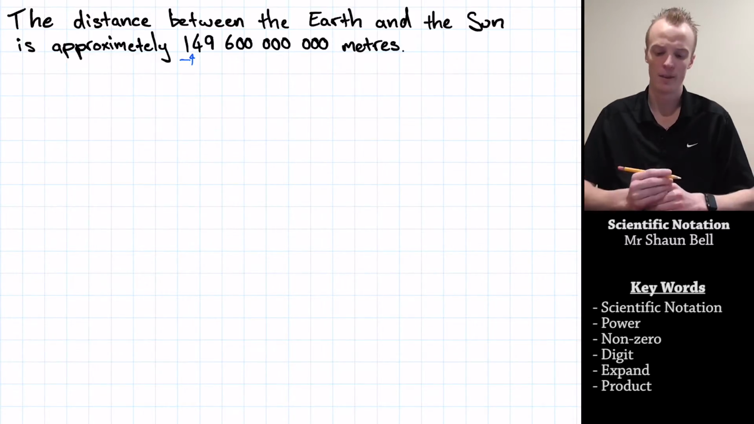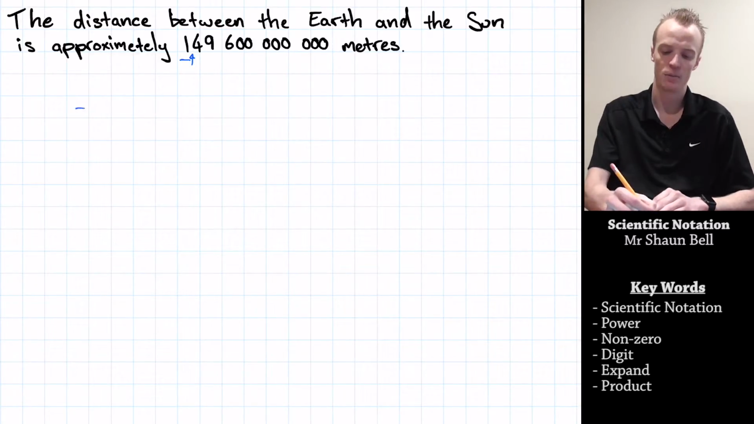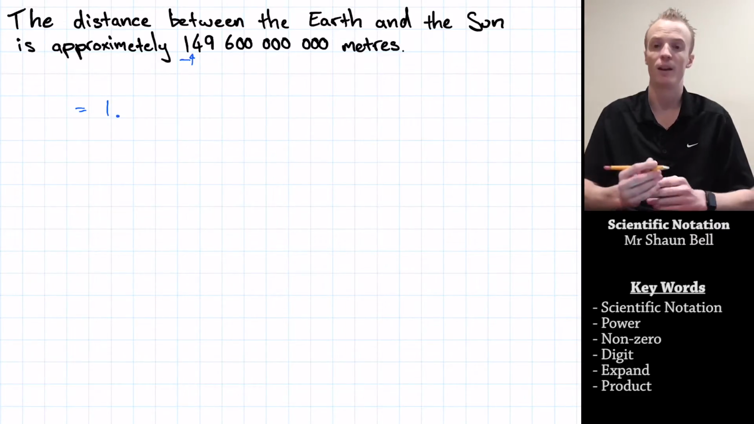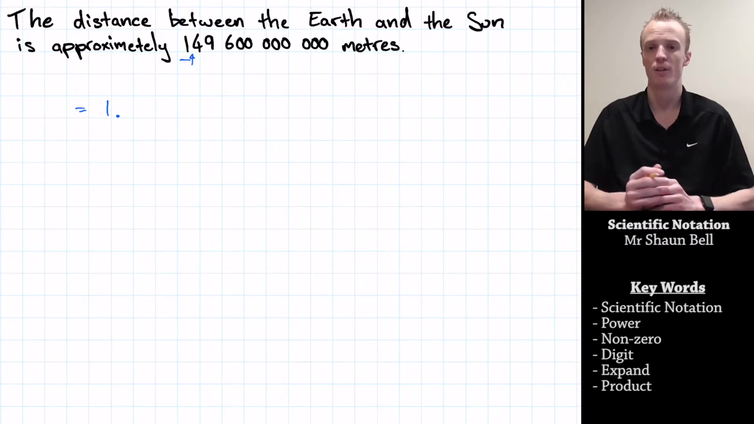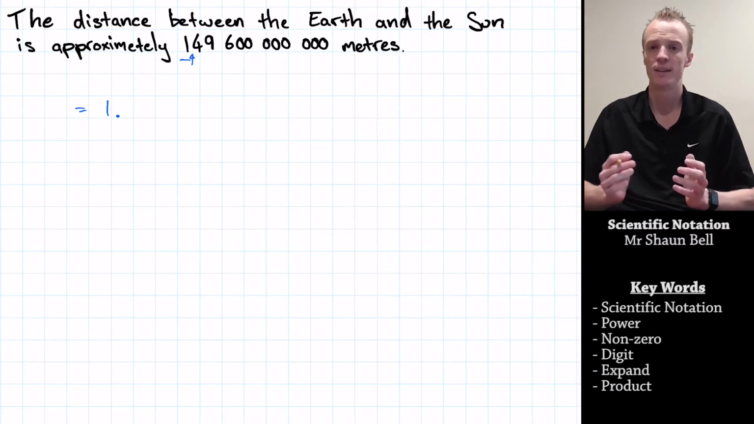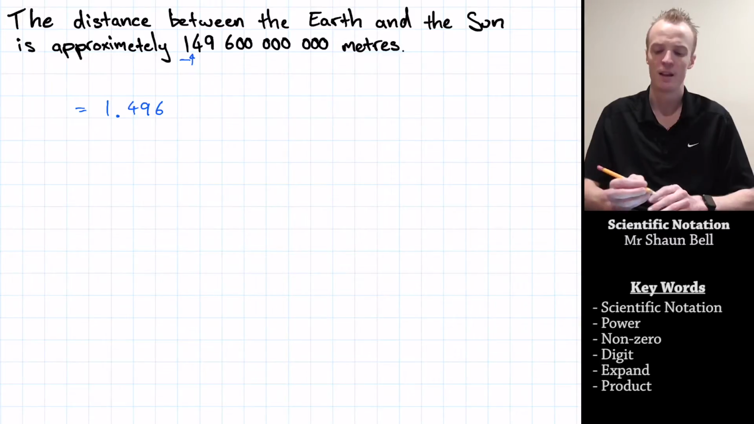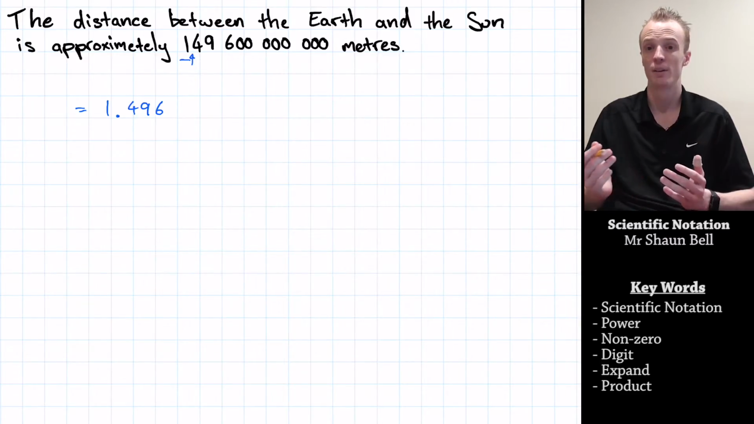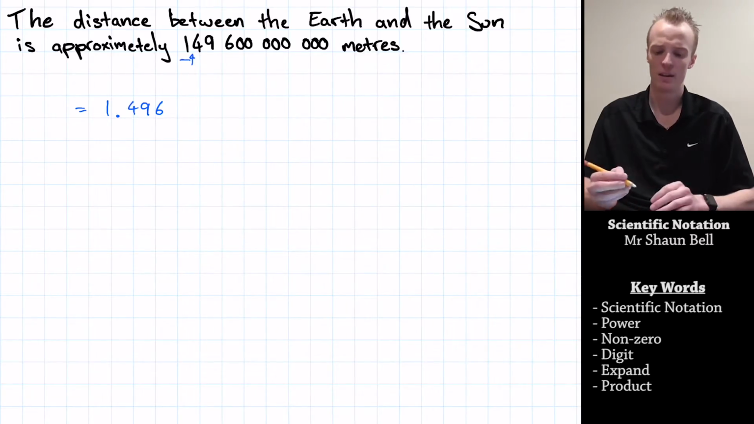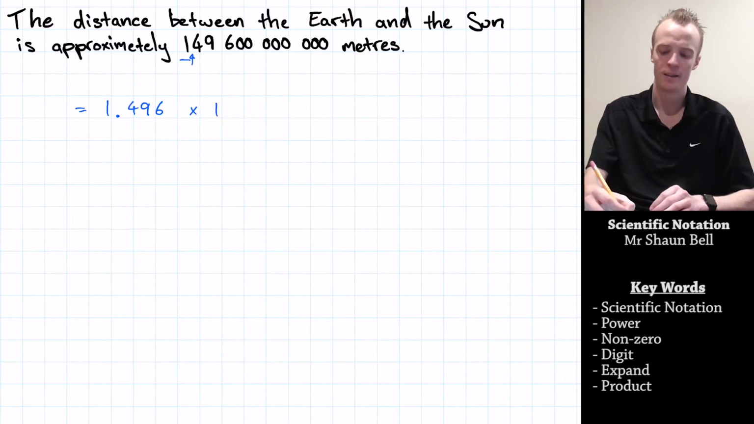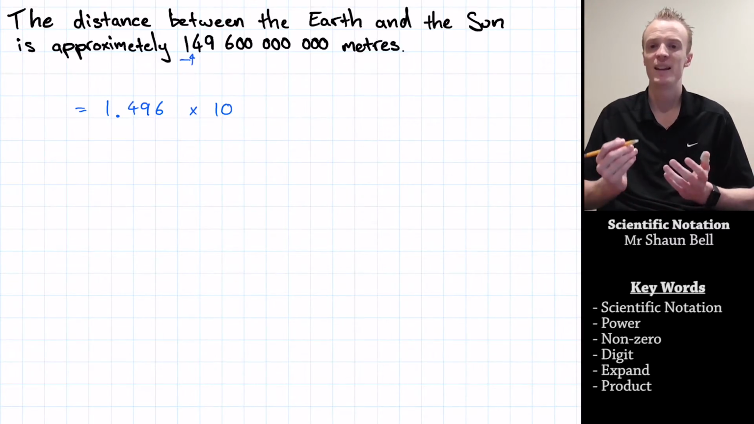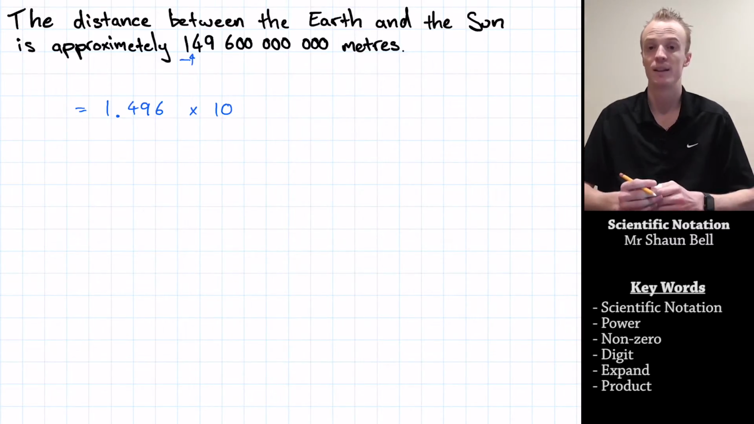So now we write the number down. This is equal to 1 decimal place, and we continue recording all the digits including zeros until there's only zeros remaining. So in this case I record the 4, the 9, the 6, but after the 6 there's only zeros remaining, so I stop recording the number there. I then multiply by 10 to a power, but we now need to work out what that power needs to be.